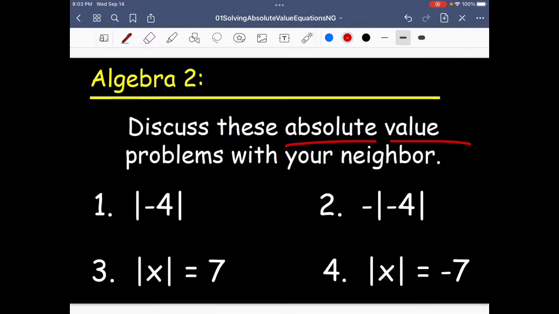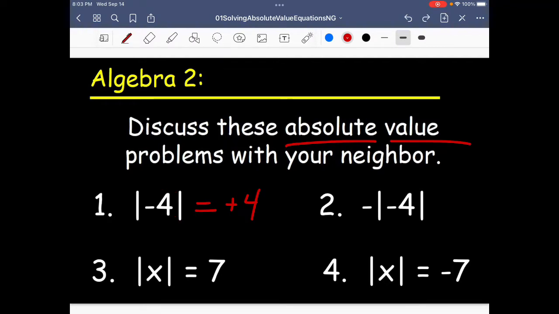So what do you got for number one? The absolute value of -4? Yeah, it's equal to 4, +4 if you want to be a little more specific, but the question is why? I hope you don't say because absolute value is always positive. That's a little bit of a cheesy answer. Remember, absolute value is a number's distance from 0. Okay, so the distance from 0 of -4 is 4.